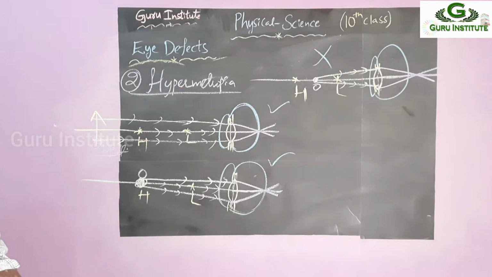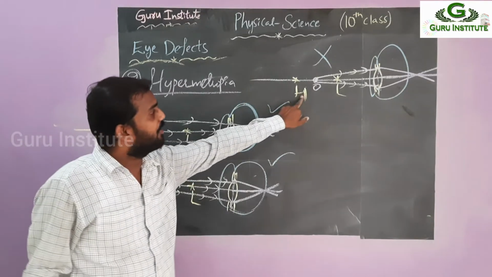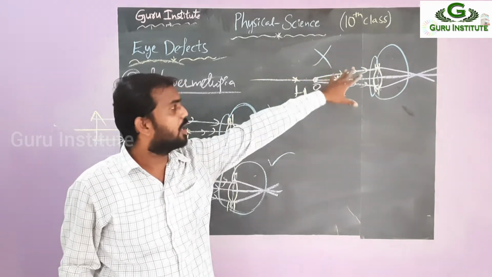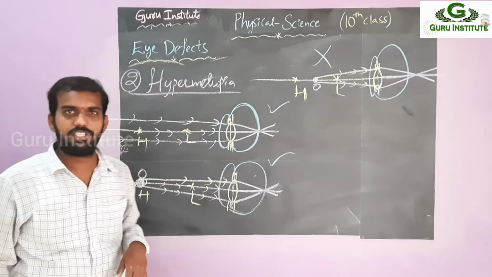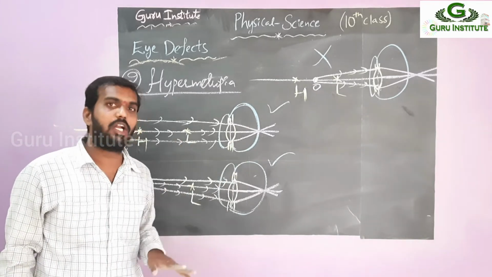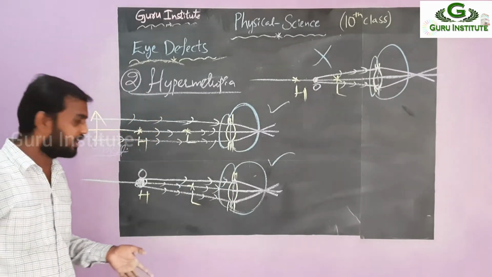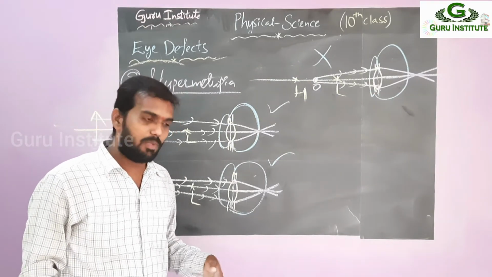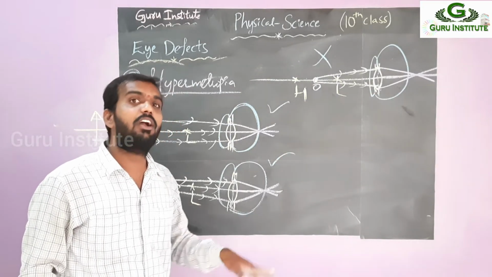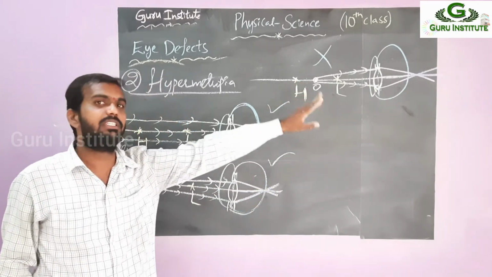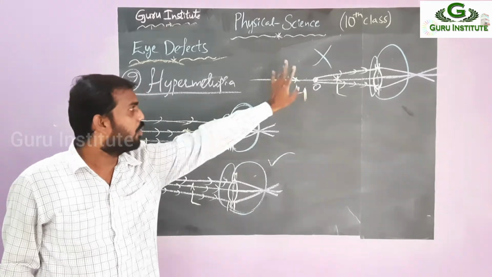So what can we conclude from this? If any object is in between H and L, this person is unable to see the image clearly. You can see a blur image, but not a clear image. That is the defect. If he can't see any image, not even blur, then he is called blind. It is a defect, not blindness. Defect means you can see, but you can't see a clear image.